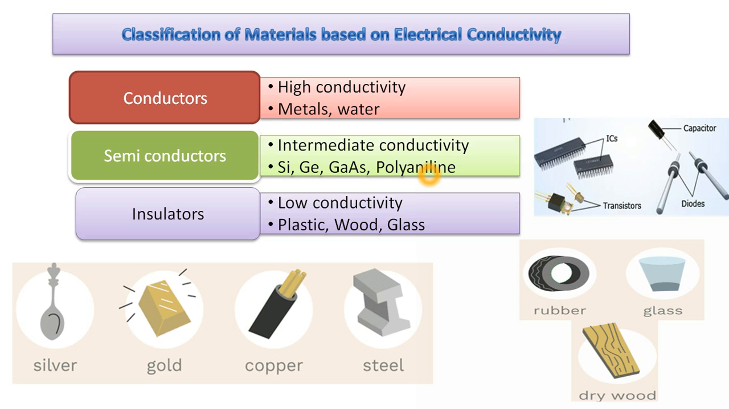Now we prefer to use the terms good conductors and poor conductors rather than conductors and insulators. Because the term insulator means something which doesn't allow current at all to pass through it. But most of these materials which we call insulators also allow some amount of electric current to pass through them under certain situations. That is why it's preferable to use the term poor conductors rather than insulators. Poor conductors means they also conduct electricity, but very poorly. So they have very low conductivity.